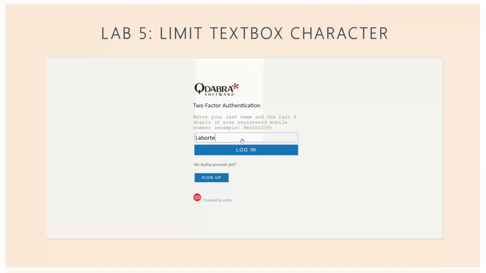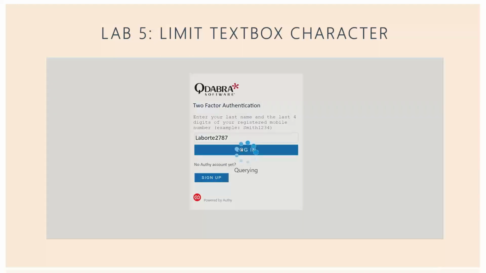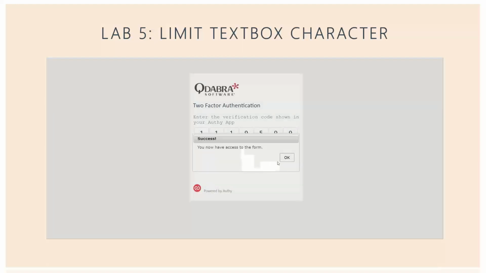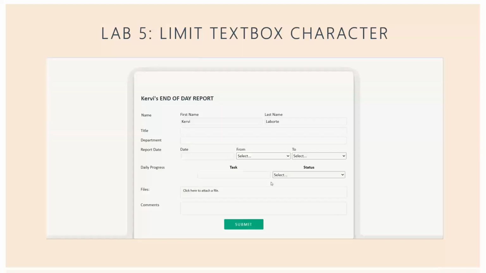So lab 5, the last lab in day 4. This is actually a feature that is already in InfoPath, but we've recently added an update to FormsViewer to support it. It's adding a limit to the characters that can be entered in a text box, and if that limit is reached, it will automatically fire the rules if there are rules specified in the text box.